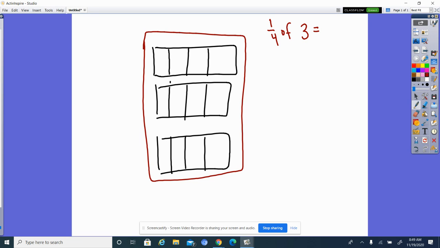What does "of" tell us to do? Multiply. So we're really finding what 1/4 times 3 is. Is there a way that I can cut this into 4s? Actually, yeah. Down. Here's 1/4, 2/4, 3/4. Now remember, these are just our dots that we did yesterday. That's all these are, our dots from yesterday. Does everybody see how we got that?